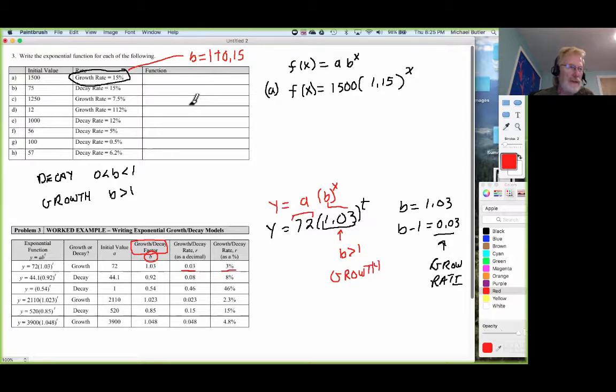You got it? Oh, that's a plus. Okay. So the function for this first one here is going to be, I'm going to go with a y instead of an f of x, just so it fits in here better. It's going to be equal to 1500 times 1.15 raised to the x. What do you think? Better, worse, or somewhere in between?